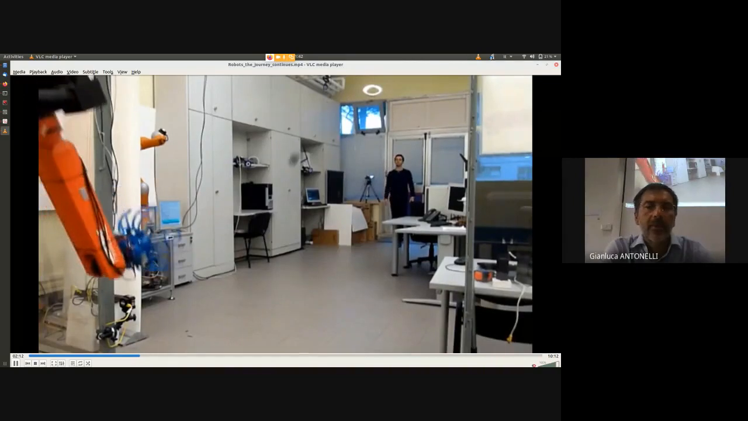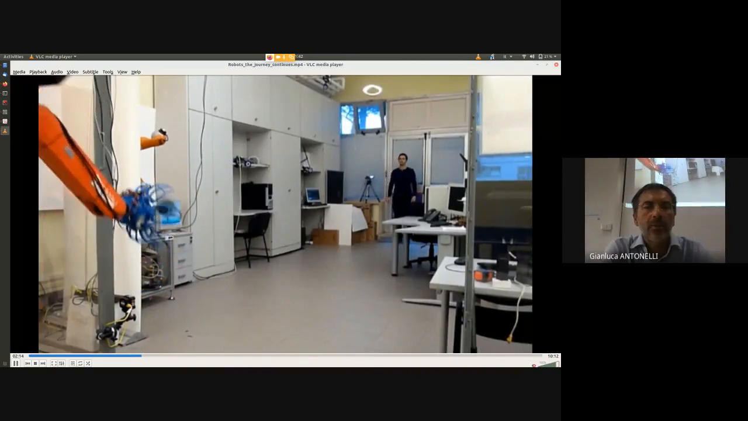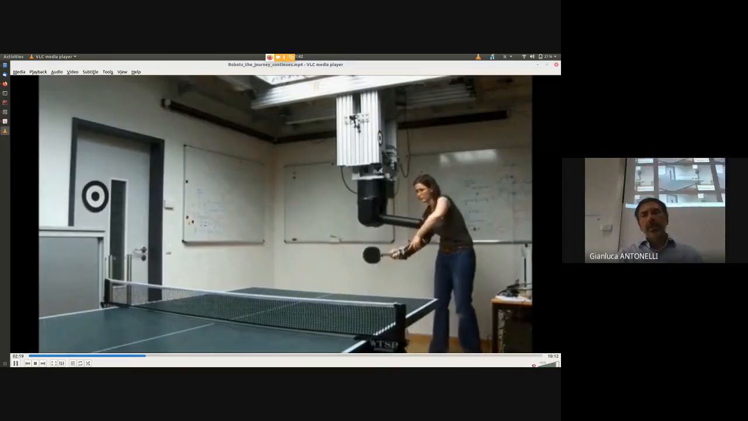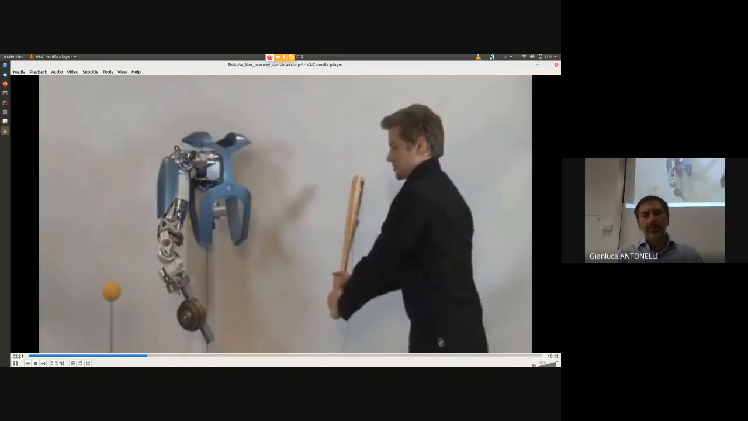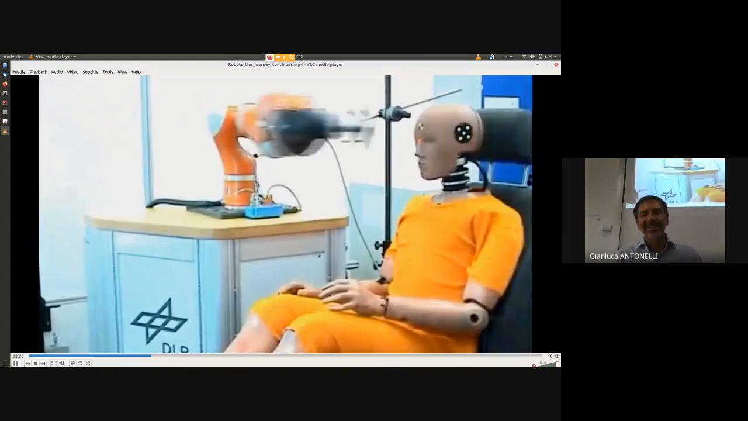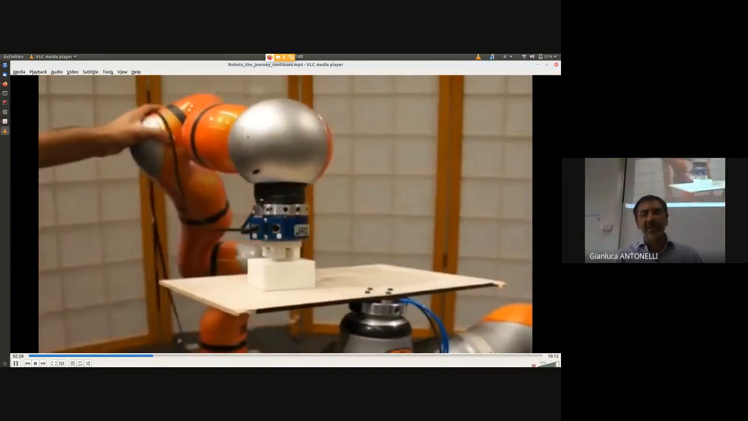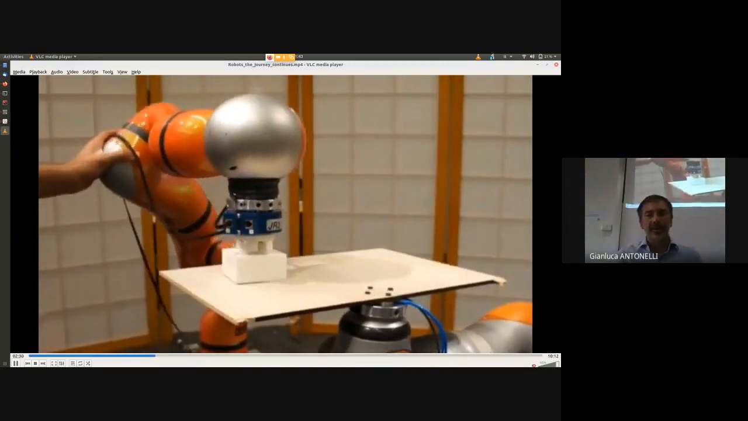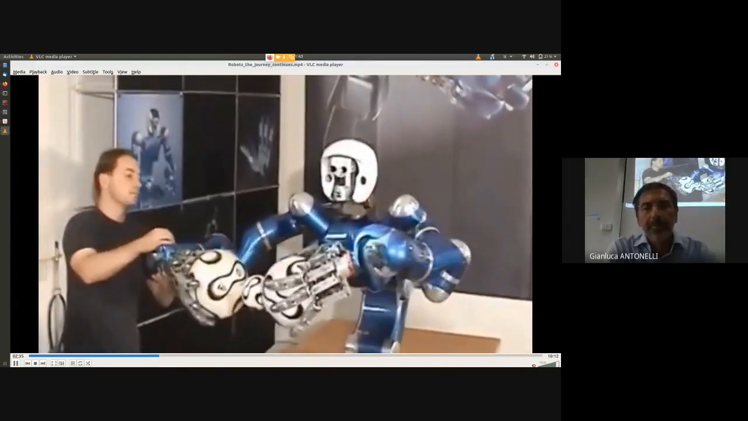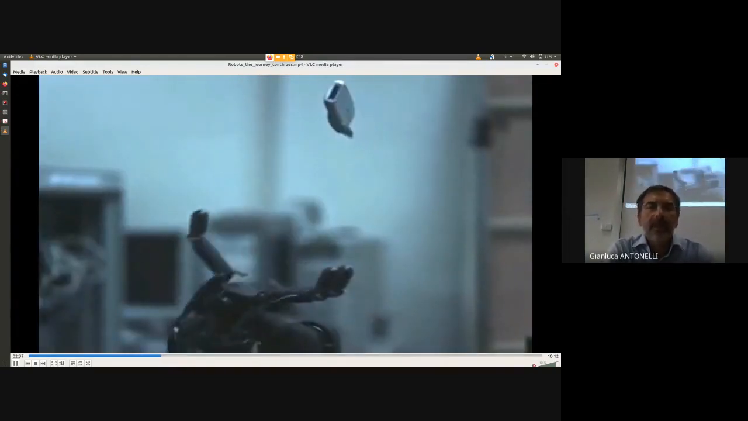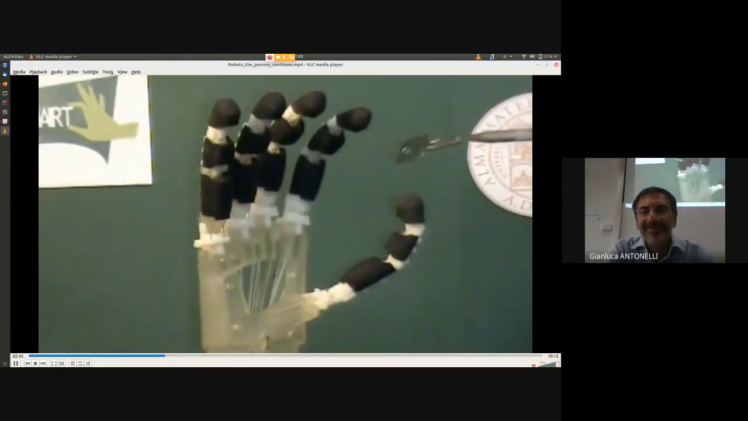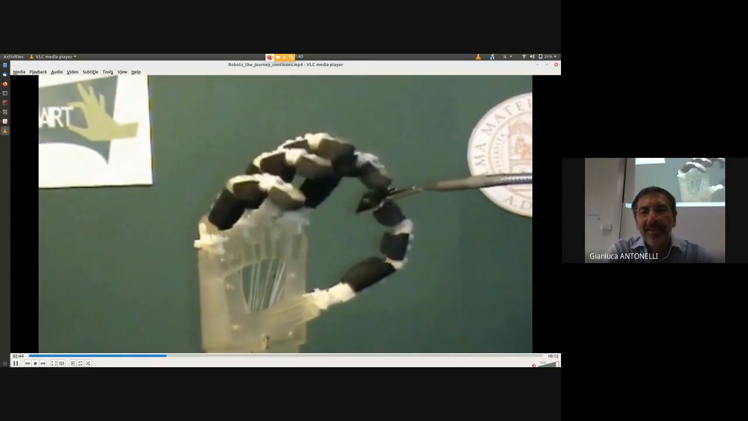Hand, this is a lab in Napoli. We are not going to do any kind of hand because it's a big topic by itself. Learning, interaction, physical interaction again. This is the barring operation. We have seen a little bit of this one. Grasp. Grasp again, it's not easy.